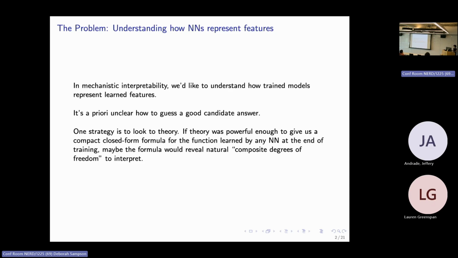And we'd like to understand exactly how models represent features by ideally finding functions of their activations and weights that can detect given features with high sensitivity and specificity. The problem is it's a priori quite unclear how to guess a good candidate answer, right? Modern models have trillions of parameters and a billion neurons and some combinatorially even larger number of composite degrees of freedom we can build out of them. And I guess the practical thing people have done in this field so far is just make a guess about what kinds of degrees of freedom might represent features to narrow this hypothesis space.